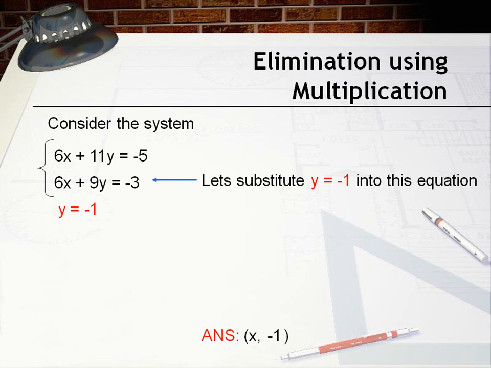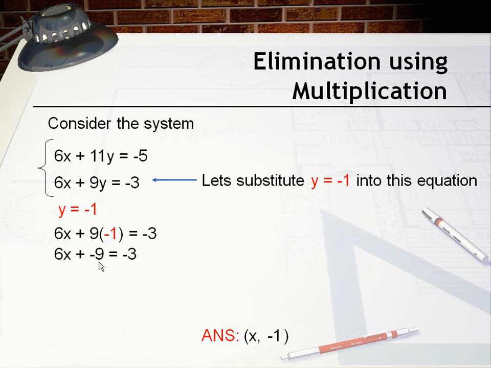Alright, so this time let's choose the second equation. Again, it does not matter which equation you choose, you're going to get the same answer regardless. So let's plug in a -1 for y. This is the same equation here, but we're just plugging in a -1. You get 6x plus -9 equals -3.